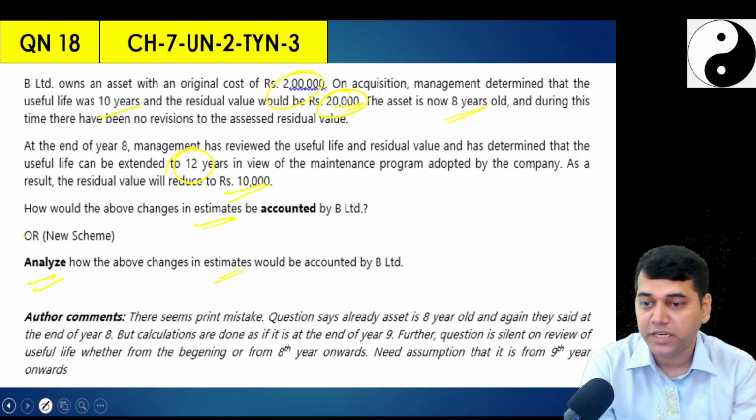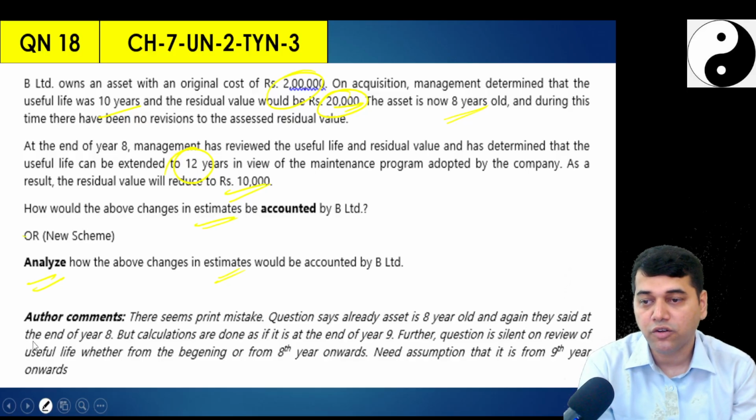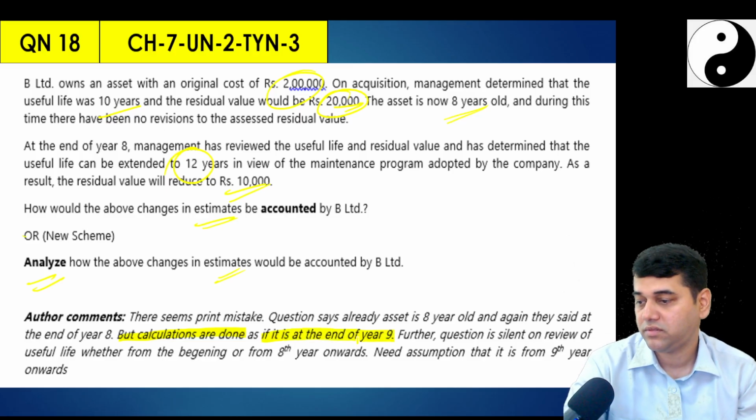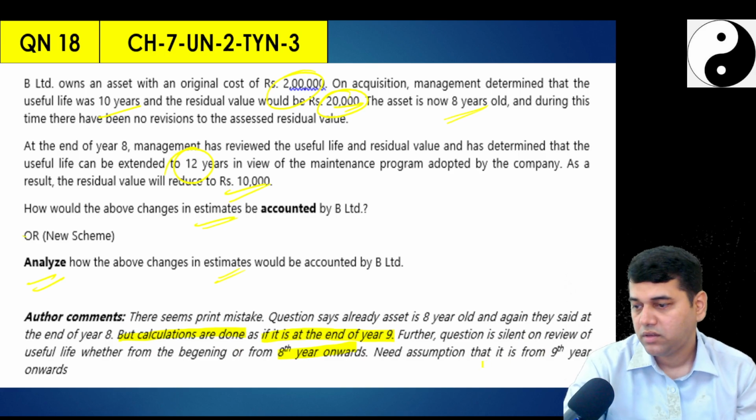Okay, there seems to be some print mistake. I don't know what comment I have written here. The question already says that the asset is 8 years old. Again, they said at the end of the 8th year. What is the problem? But calculations are done as if it is the end of the 9th year. Further, the question is silent on the review of the useful life, whether from the beginning of the 8th year onwards. No, I think they have changed it. One minute, let me see the solution.